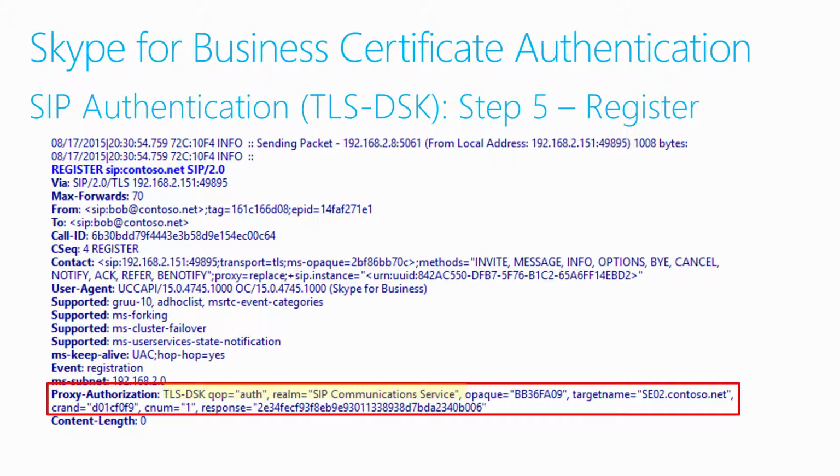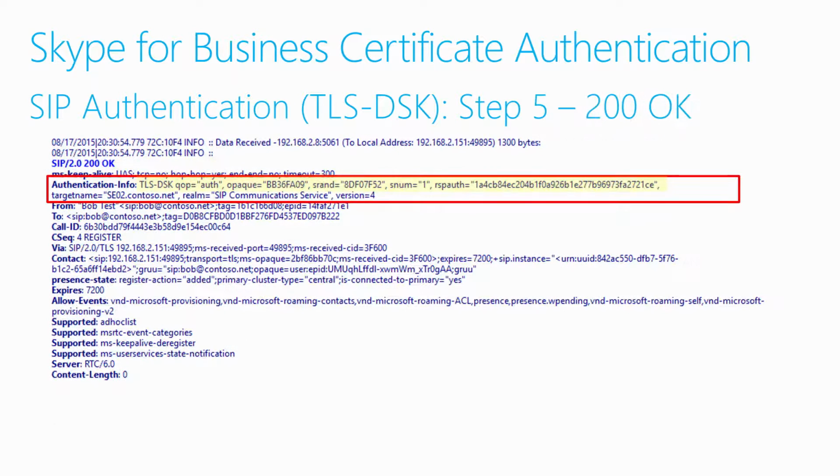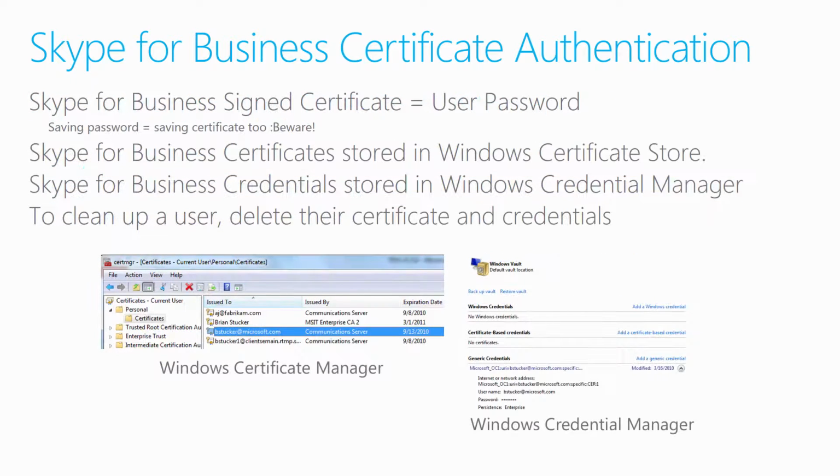And here we can see again how the user registers. So this is what the user sends for the registration. The TLS-DSK is the authentication method of choice, and the server will return, yes, successful sign in, 200 OK, and TLS-DSK was the authentication method. So you should consider the signed certificate as the user password. It is really what the user will use to sign in to Skype for Business again.